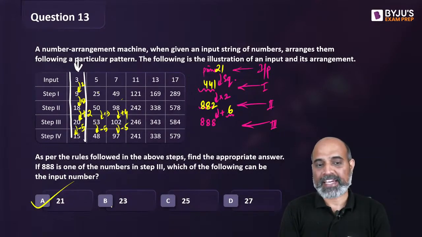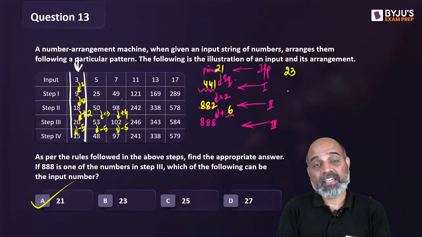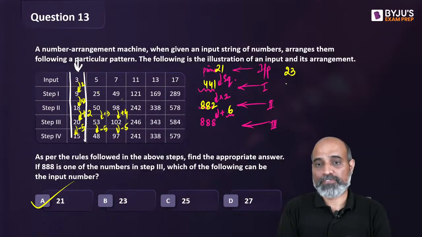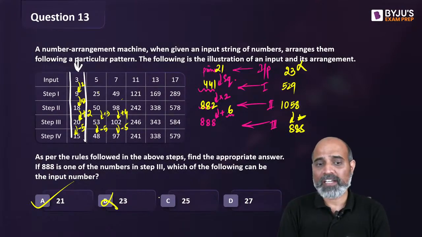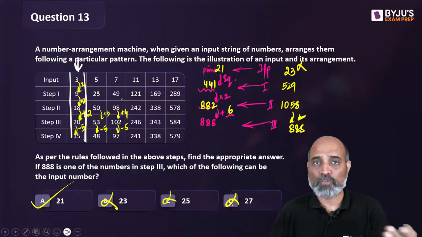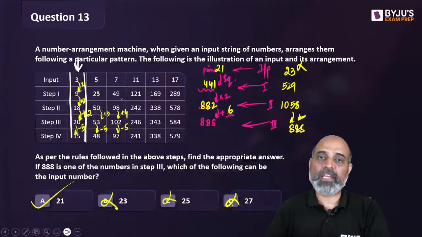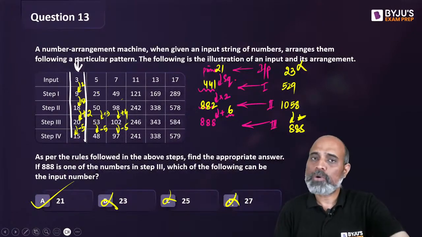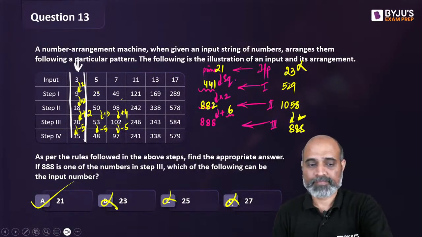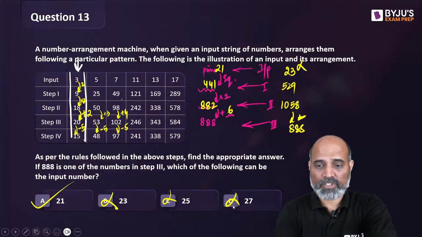If I take the second option, 23. The square of 23 is 529. The double of 529 is going to be 1058, and you don't add to get 888, you will have to actually subtract. So 23 doesn't make sense. And if 23 doesn't make sense, the other 3 will also not make sense because they are also bigger, right? Their squares are going to be larger, their doubles are going to be larger, then you will have to subtract to reach 888. So 21 makes sense. Good, good everyone.